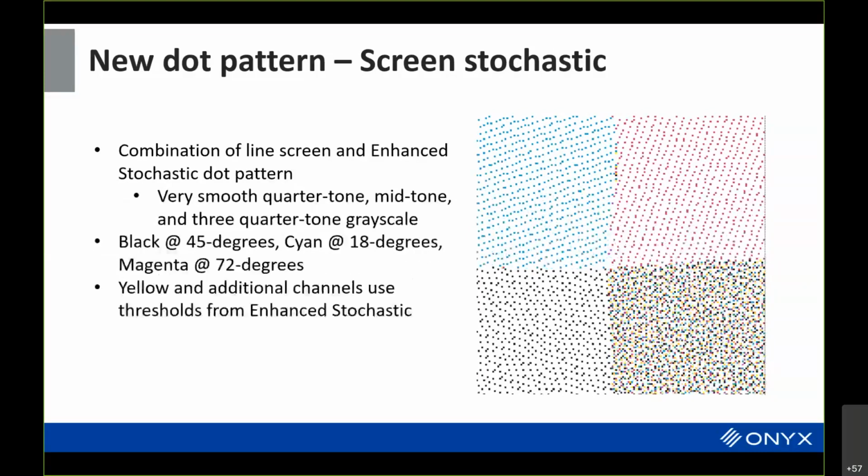And then the third dot pattern does the same thing that we did with the black, but we do it also to the cyan and magenta. So we have the cyan at an 18-degree angle and the magenta at a 72-degree angle, and combining them, you get a stochastic screen with half rosettes. It's kind of an interesting dot pattern.